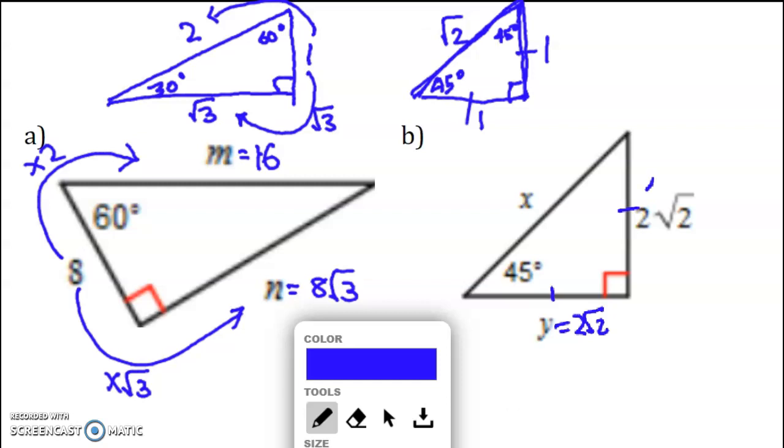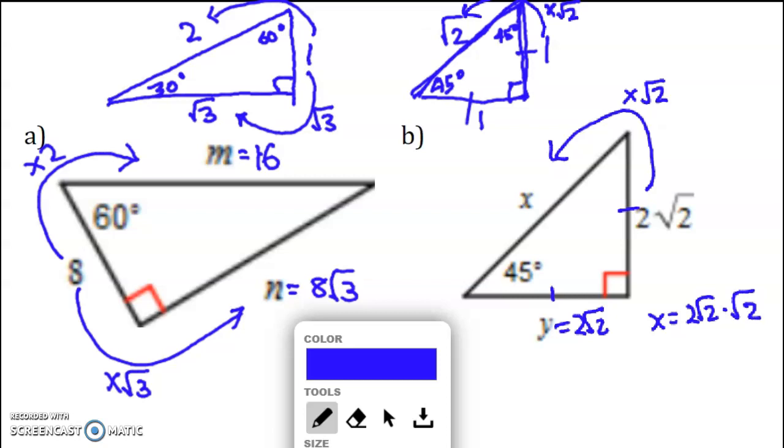From one of the legs to the hypotenuse, what happened? From the leg to the hypotenuse, we multiply by root 2 to get from 1 to root 2. So that means we need to multiply 2 root 2 by root 2. So x is going to be 2 root 2 multiplied by root 2.